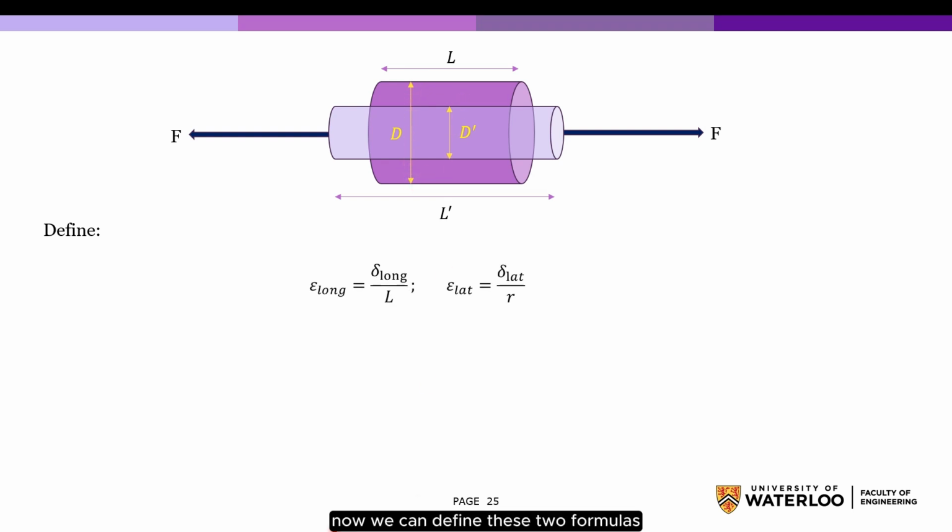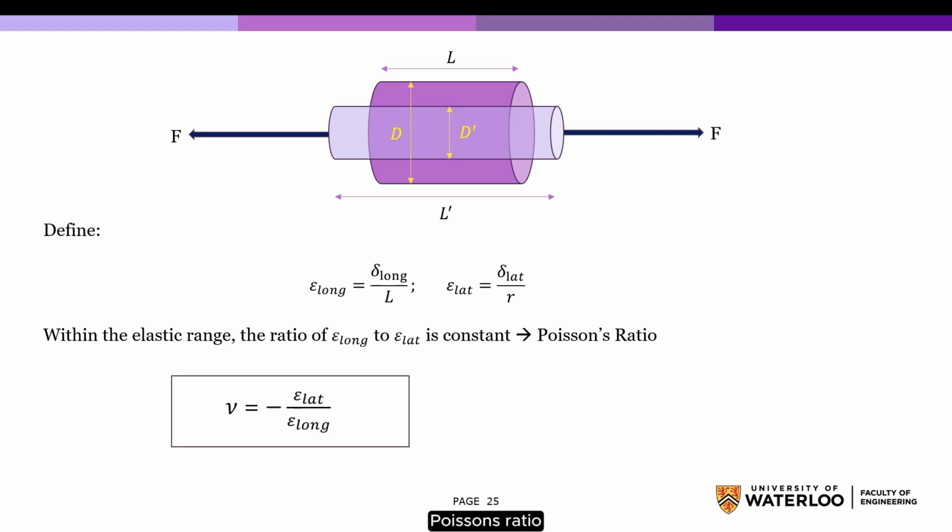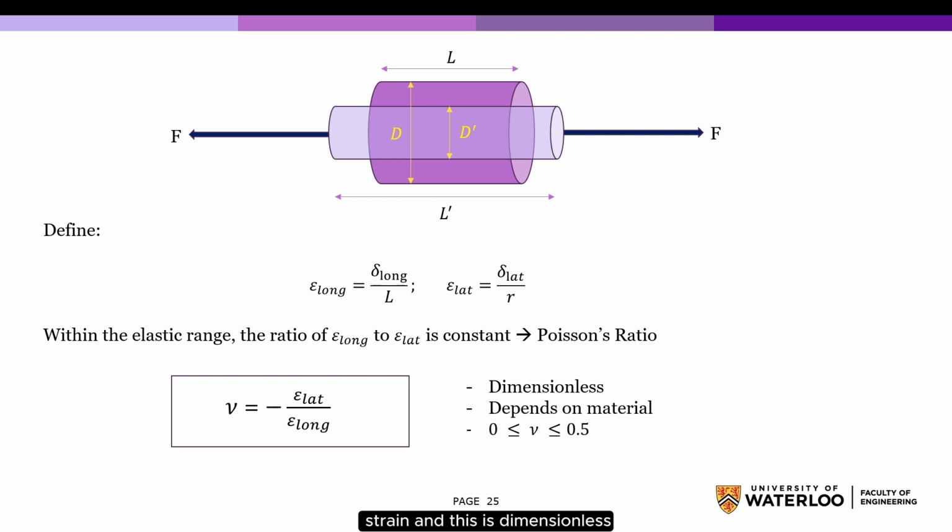Now we can define these two formulas where longitudinal strain is equal to the difference in longitudinal lengths over L, and lateral strain is the difference in lateral lengths over the radius. Within the elastic range, the ratio of longitudinal strain to lateral strain is constant, which is Poisson's ratio. Poisson's ratio is equal to the negative lateral strain over longitudinal strain, and this is dimensionless, depends on the material, and is in between 0 to 0.5.